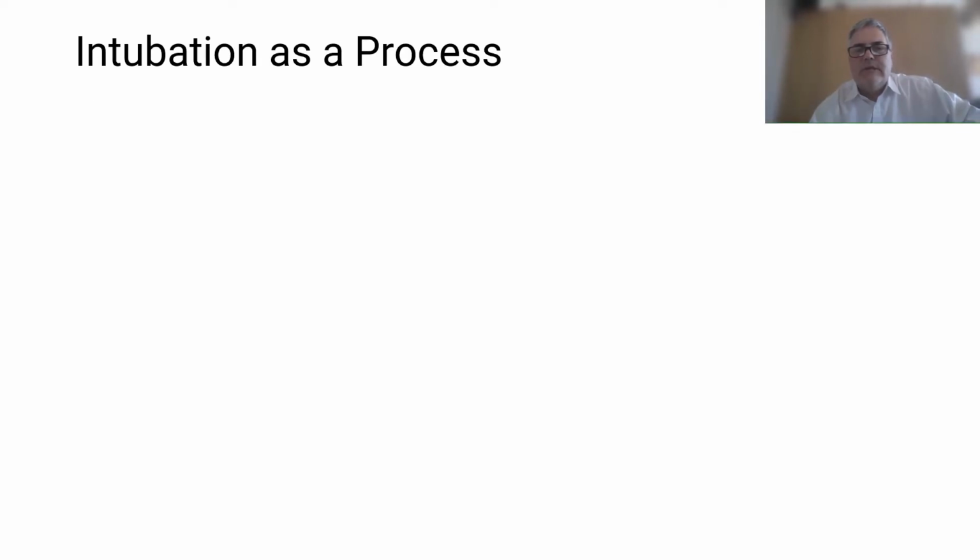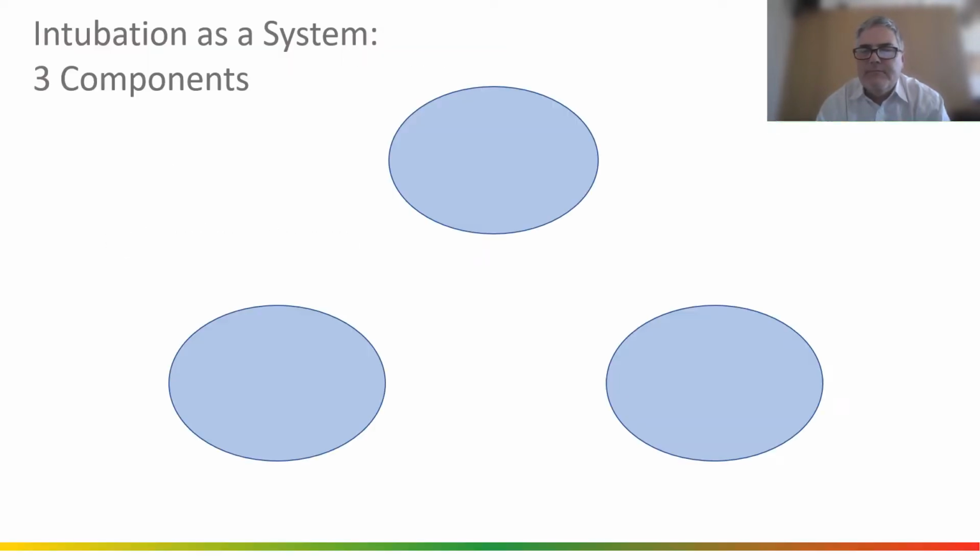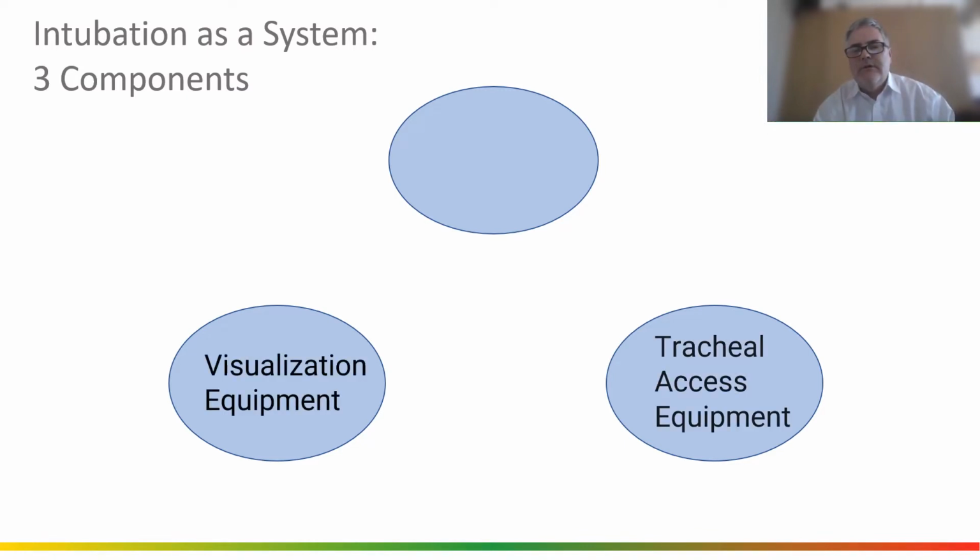Intubation is a process. The vast majority of intubations follow the process of visualize the glottis. Once the glottis is visualized, access the trachea. We do this with a system, an intubation system. And in my world, the system has three components. It's got visualization equipment, it's got tracheal access equipment, and then it's got an operator that controls those two equipment components.